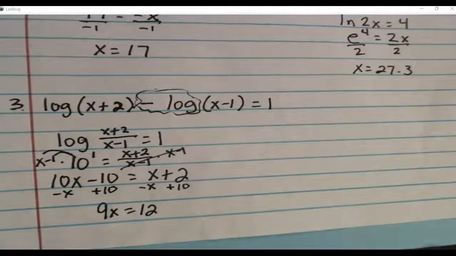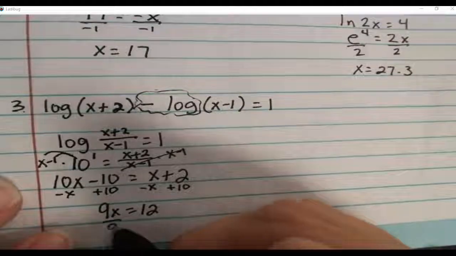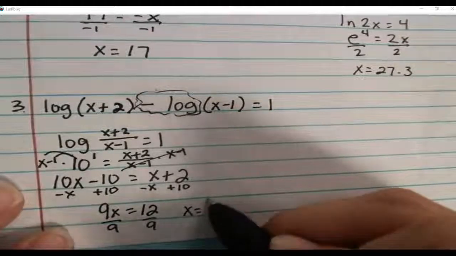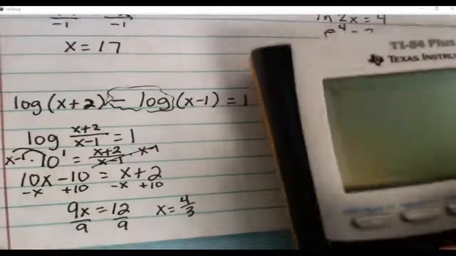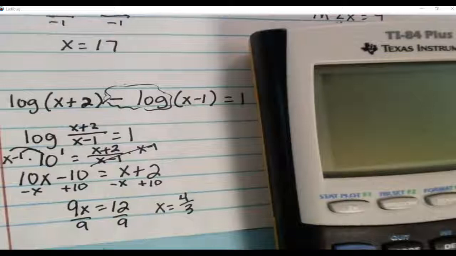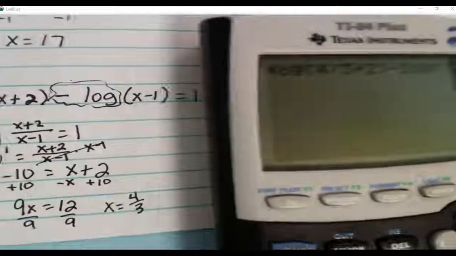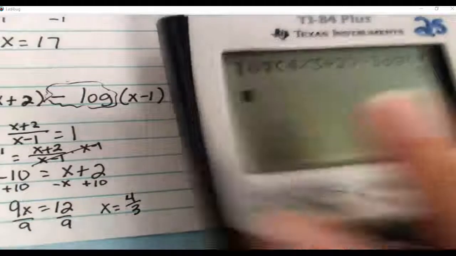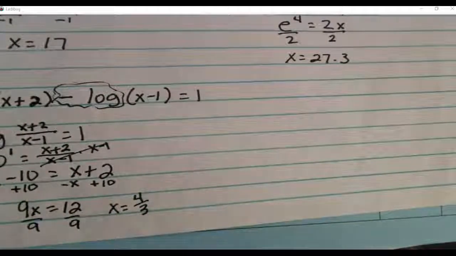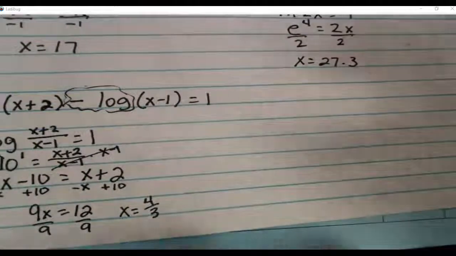And then what's my last step? Divide. So divide by 9. And so we get 4 thirds. Now we still do want to plug it back into our original, make sure that works. So log of 4 thirds plus 2, close the parentheses, minus log of 4 thirds minus 1, and we get 1, and that's what we want. Questions? Alright, let's do another one.